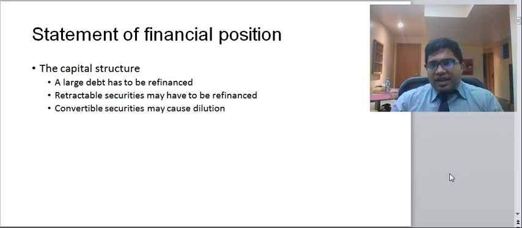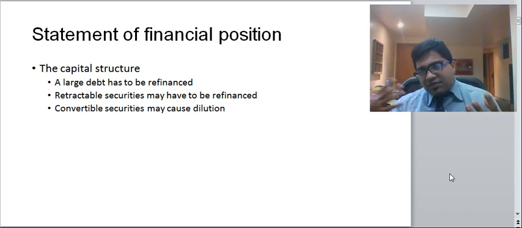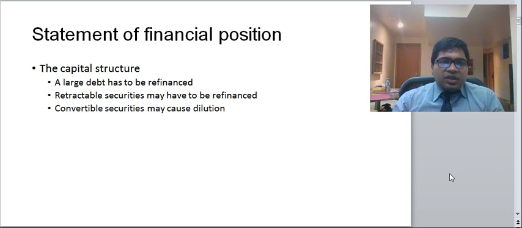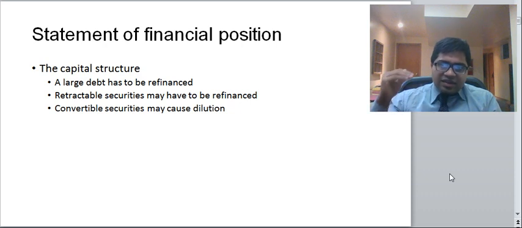Next is the statement of financial position. It gives you capital structure. It indicates what is the debt, what are the assets, and what is the equity. If you have large debt, this debt has to be refinanced, and in an increasing interest rate environment, the one we are in, the refinancing cost can go up. That may lead to a big cost overhead.